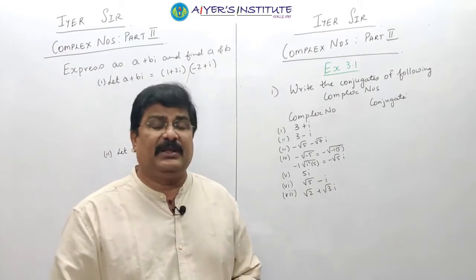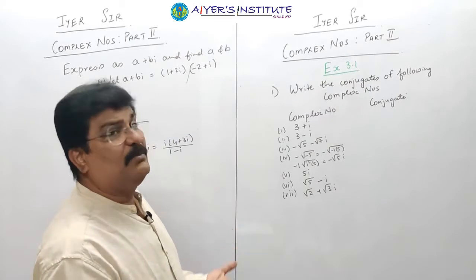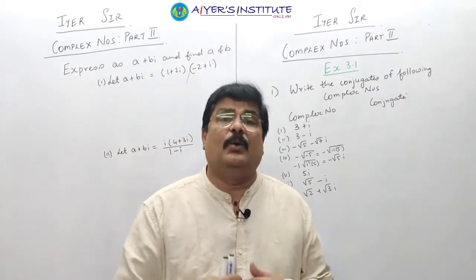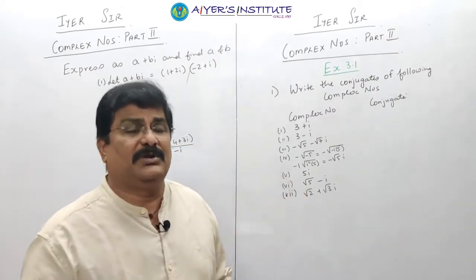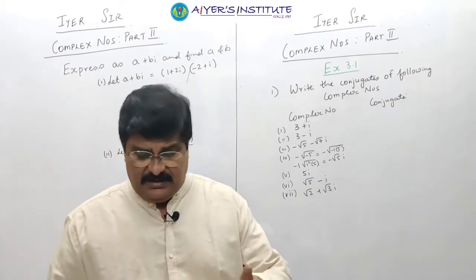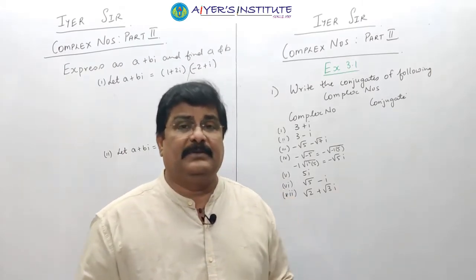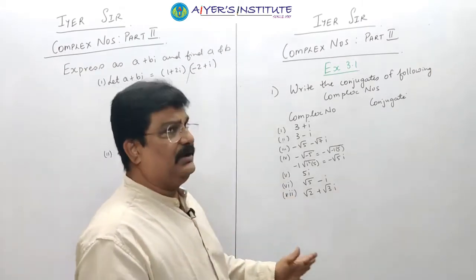Basic concepts we have already studied: addition, subtraction, multiplication of complex numbers, how complex numbers are expressed, how the concept of complex number originated. All this we studied in the last lecture. Now today we go to the exercise part. In your textbook it is page number 37, and I have written the first question of page number 37 in full.